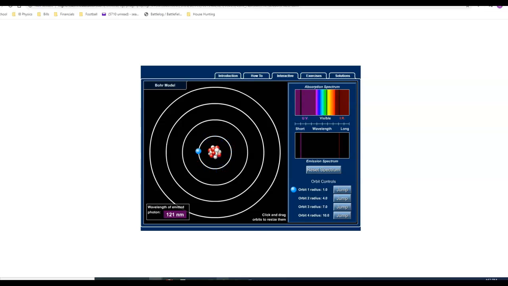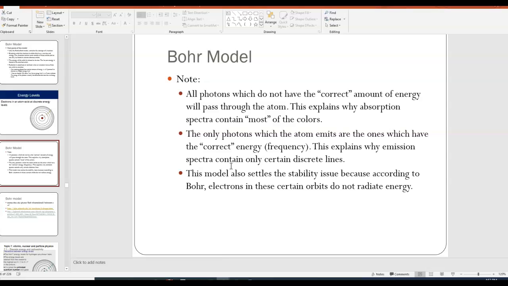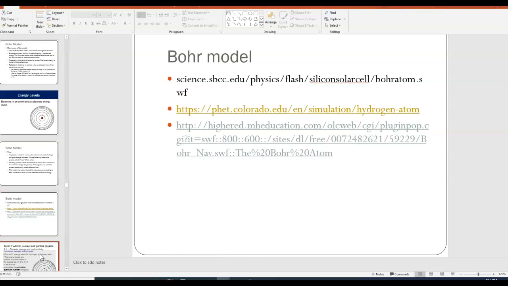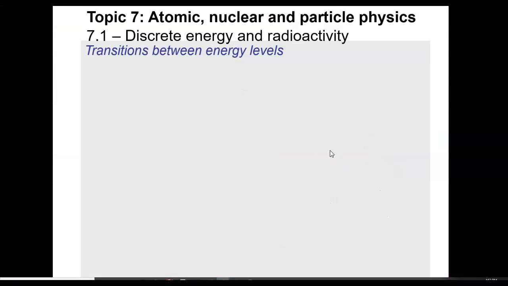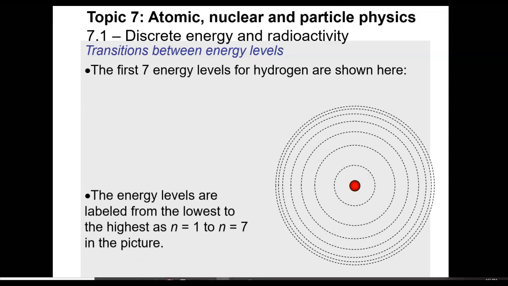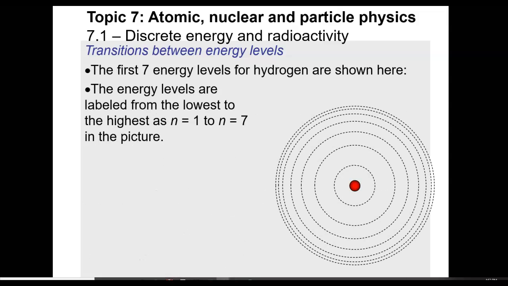So Bohr's model is successful in that it at least gives us a plausible way to explain the existence of atomic spectra. Now, I'm just going to go through a few more slides and show you what this looks like through the magic of this animation. Again, please feel free to take notes as you need.